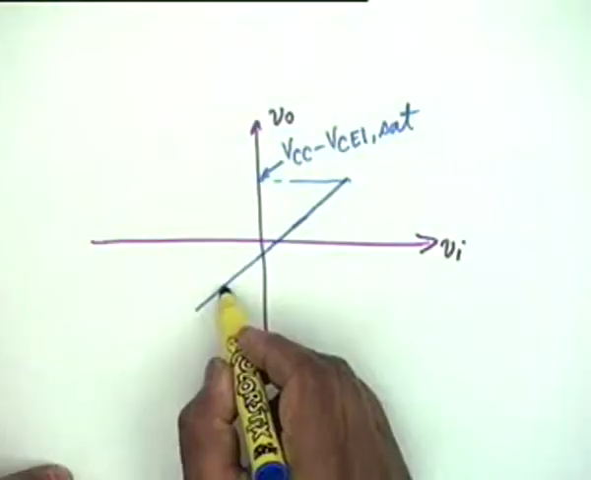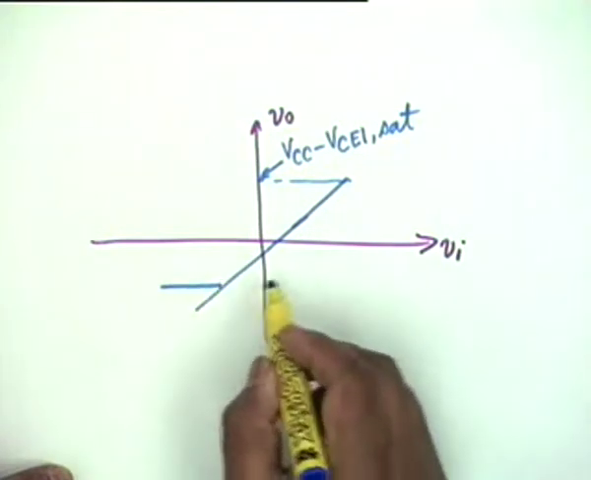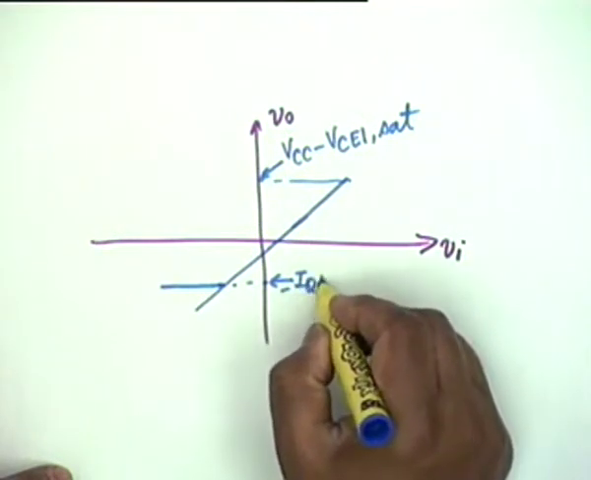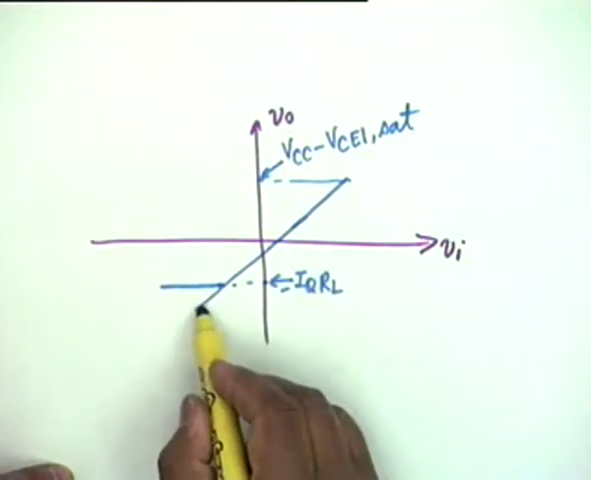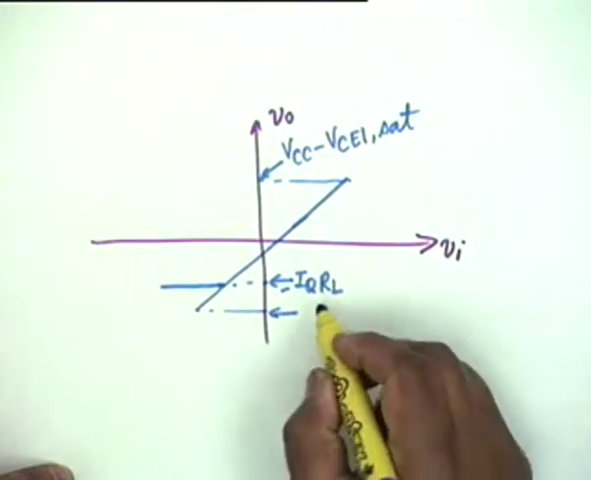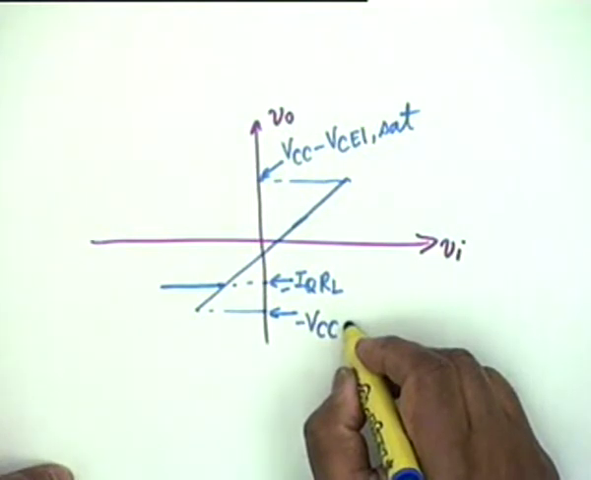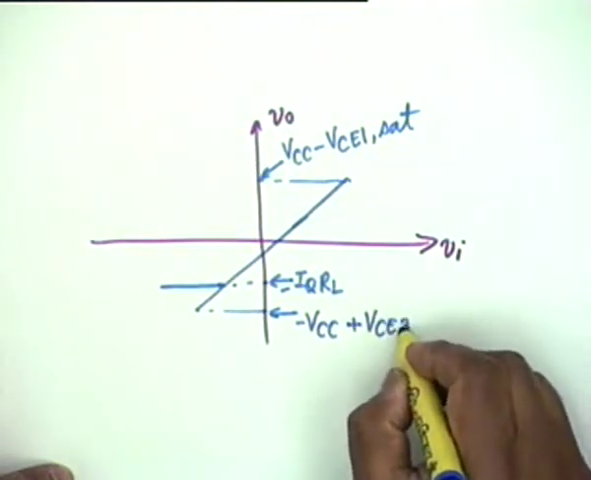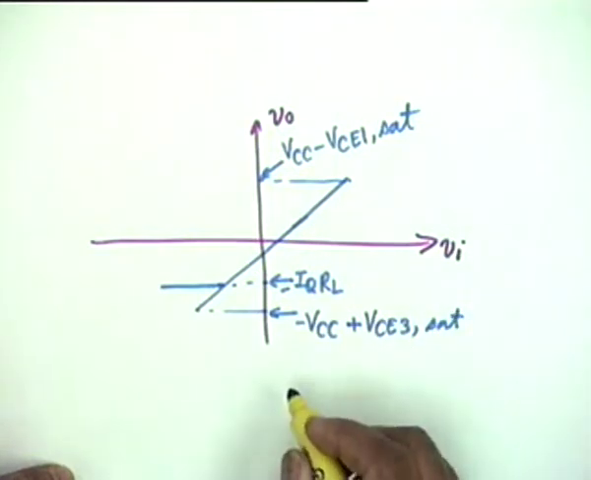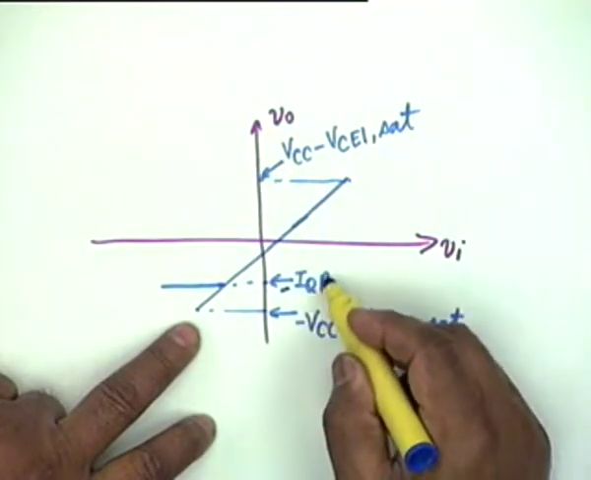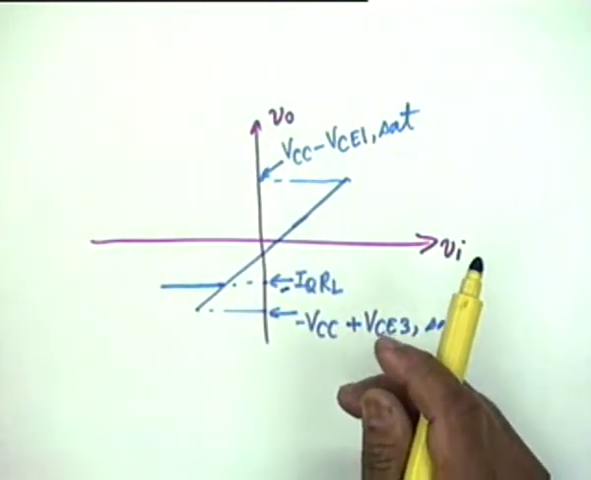The maximum negative voltage will be set much before that at the level minus IQ RL. The absolute minimum that is possible is minus VCC plus VCE3 set, that we have already seen. But what happens is, before that, IQ RL puts Q1 off, and if Q1 is off, then no amplification. All right. Okay.